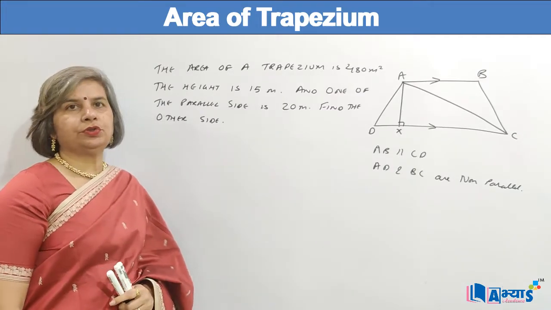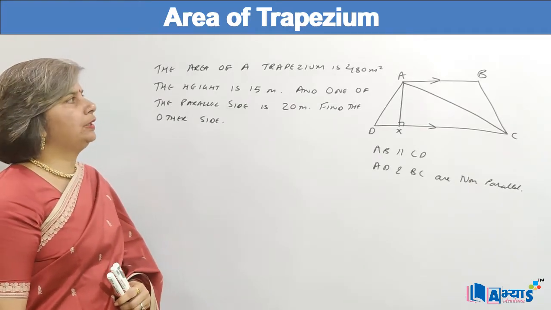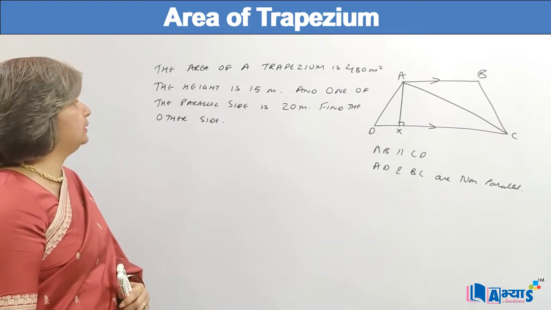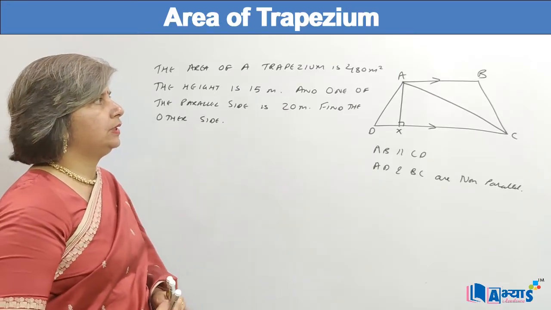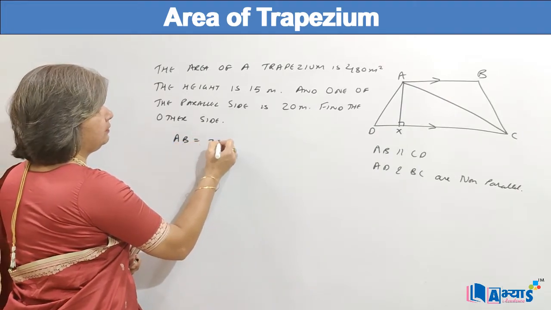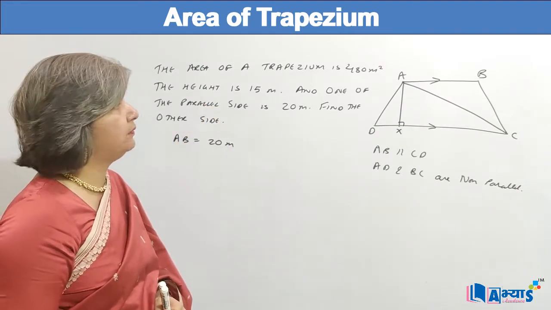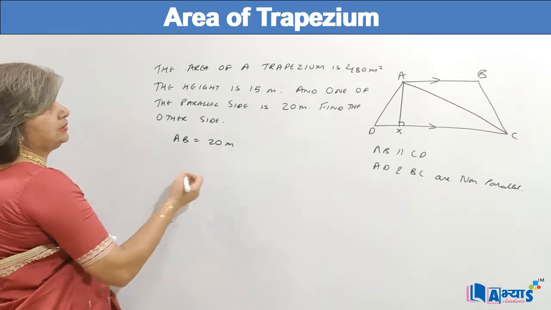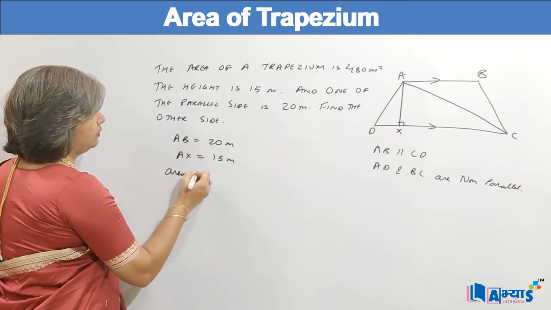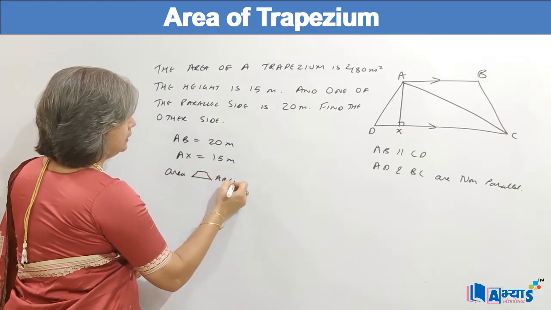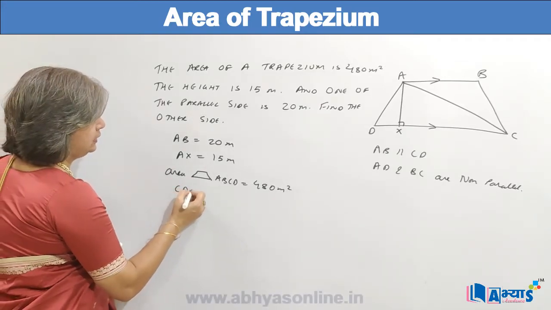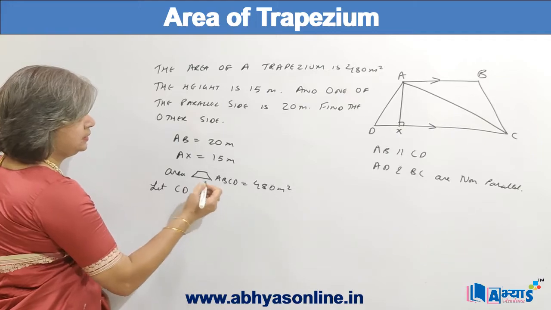Now let us discuss a question on this concept. The area of a trapezium is 480 meters square. The height is 15 meters and one of the parallel sides is 20 meters. Then the other side we are supposed to find. So let the trapezium be ABCD. Let AB be equal to 20 meters, because one of the parallel sides is given as 20. Height, that means AX, will be 15 meters, and we are given that area of trapezium ABCD is equal to 480 meters square. We are supposed to find the other side, that means CD. Let CD be equal to X.